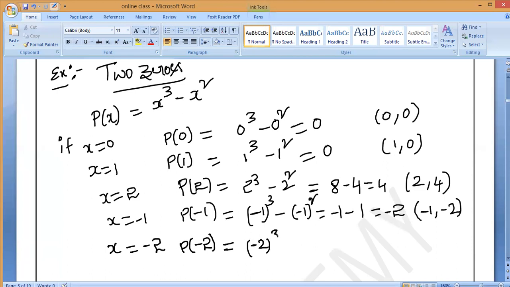What is the value of P of minus 2? Minus 2 cube is minus 8. Minus 2 squared is 4. So minus 8 minus 4. What is the answer? Minus 12. The point is minus 2 comma minus 12.